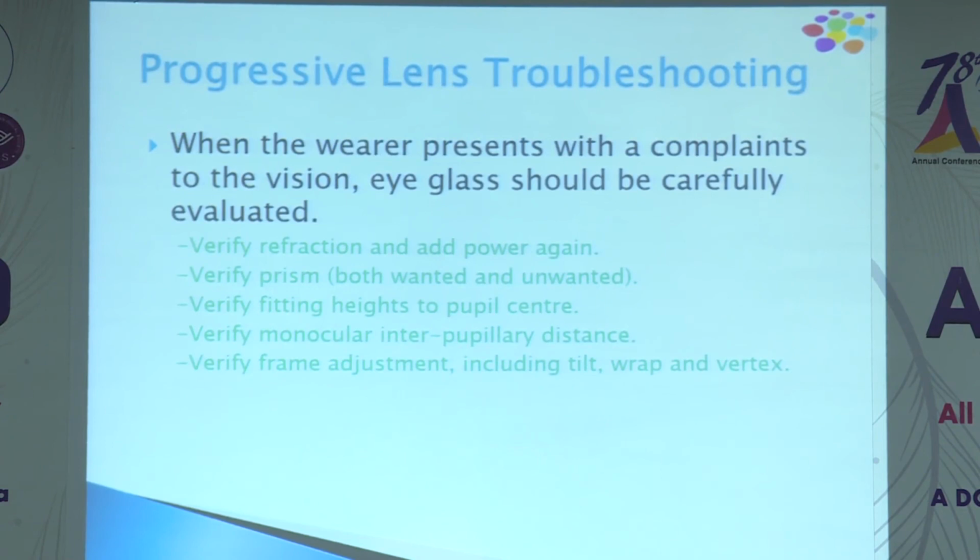And the main thing is progressive lens troubleshooting. When the wearer presents with vision complaints, the eyeglasses should be carefully evaluated. Verify refraction, verify add power, verify everything again. Check prism, fitting height, pupillary center, IPDs, and verify monocular pupillary distance. Sometimes the patient will have facial asymmetry. Some patients have a marked asymmetry of the face, and in those cases the centering of the progressive lenses will be a problem. So you have to take the measurements very accurately with the frame.